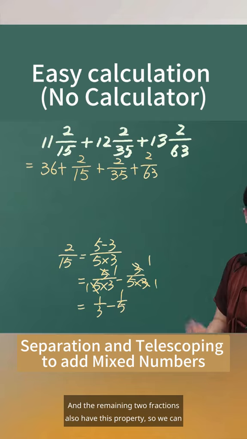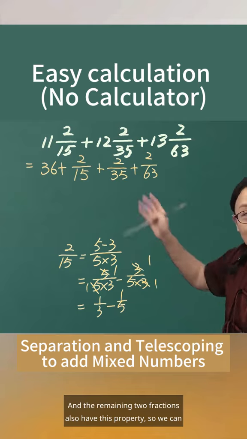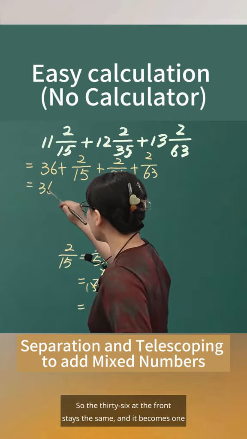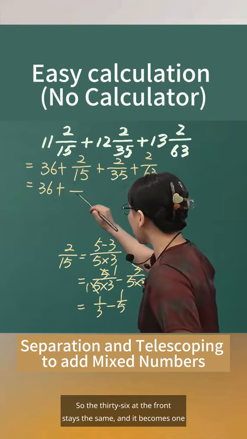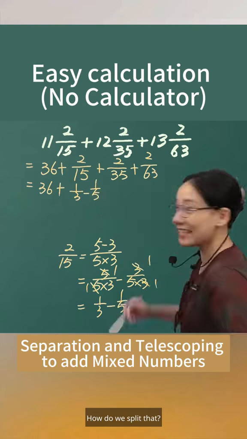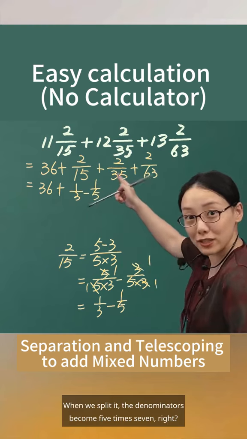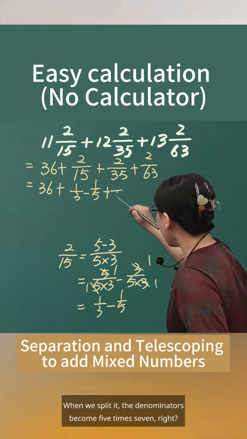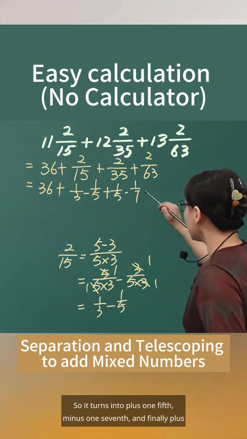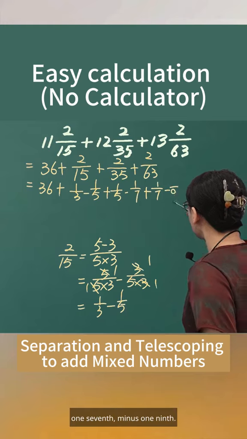And the remaining two fractions also have this property, so we can split them directly as well. So the 36 at the front stays the same, and it becomes 1/3 minus 1/5. How do we split that? When we split it, the denominators become 5 times 7, right? So it turns into plus 1/5 minus 1/7, and finally plus 1/7 minus 1/9.